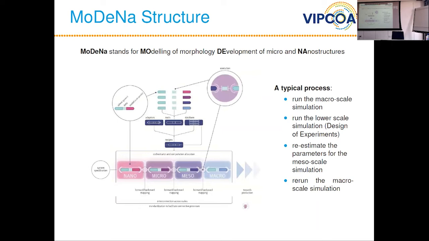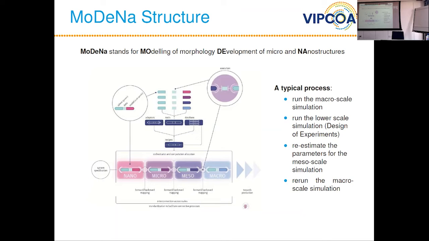Okay, so this is pretty much a picture that should be clear, but I don't know if it is. That shows you basically what the system really is. So basically, how do you use MoDeNa? You have different scales, and usually you start from the macro scale.